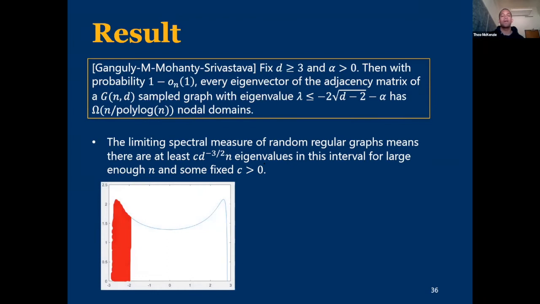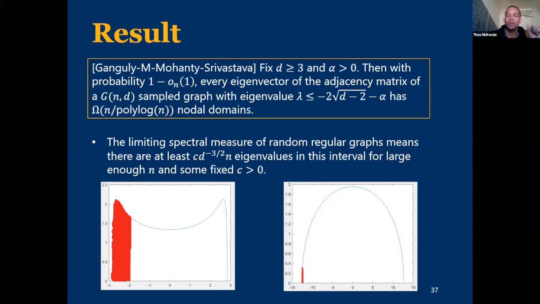So here's another plot that I did. Here's the limiting spectral measure of three-regular random regular graphs. And this red region is the regime for which our result holds. However, as you can see, as d gets bigger and bigger, our result corresponds to a smaller and smaller portion of the spectral measure. For example, when d equals 40, it only corresponds to this small sliver over here. So once again, this is the limiting spectral measure for three-regular and then for 40-regular random regular graphs.